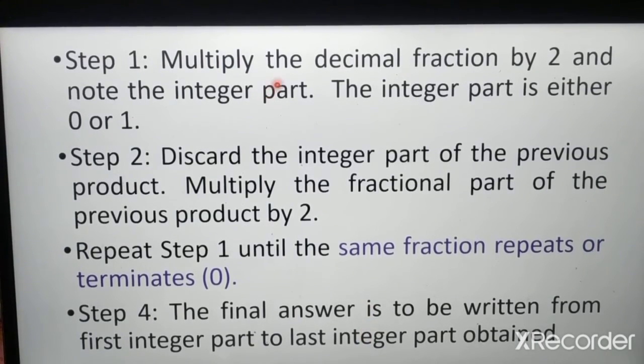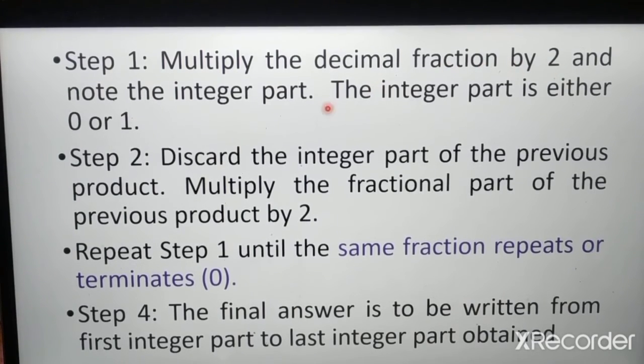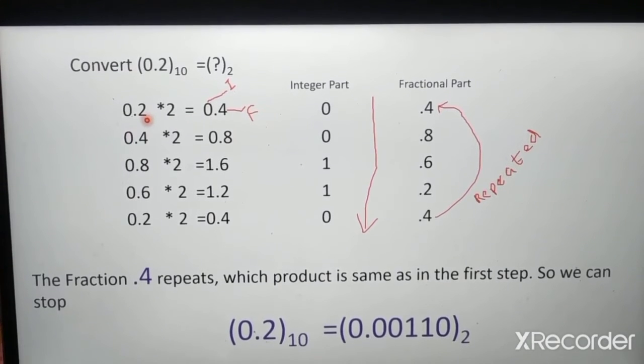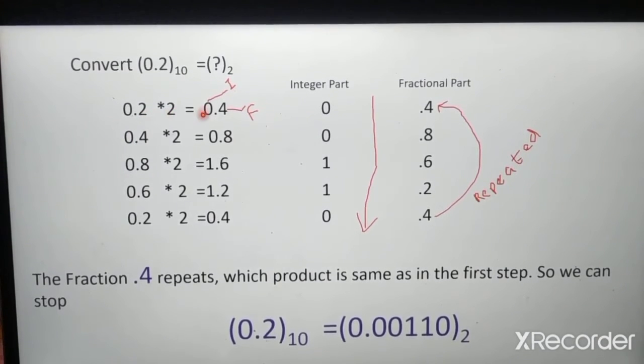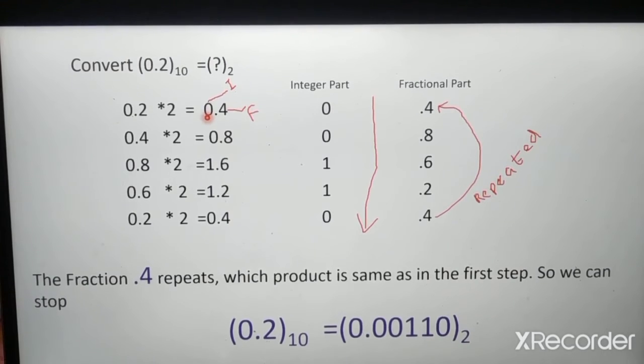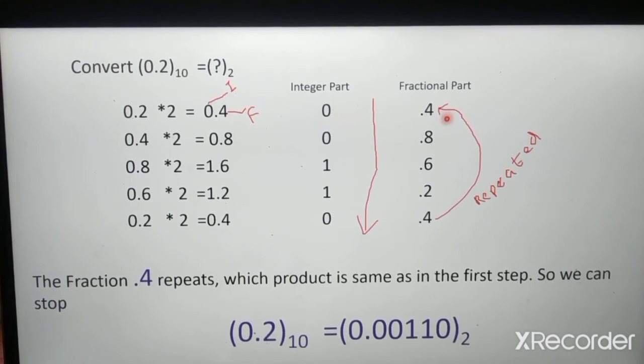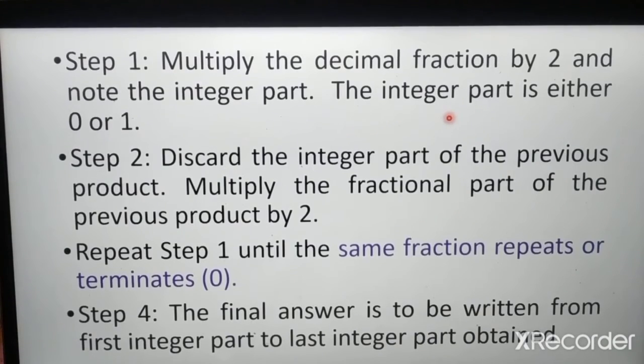First, multiply the given decimal fraction by 2 and note the integer part. Here we are multiplying the given fractional number by 2 and noting the integer part. The integer is always 0 or 1 only. We don't get any other numbers. So we note the integer part as well as the fractional part, which is the first step.